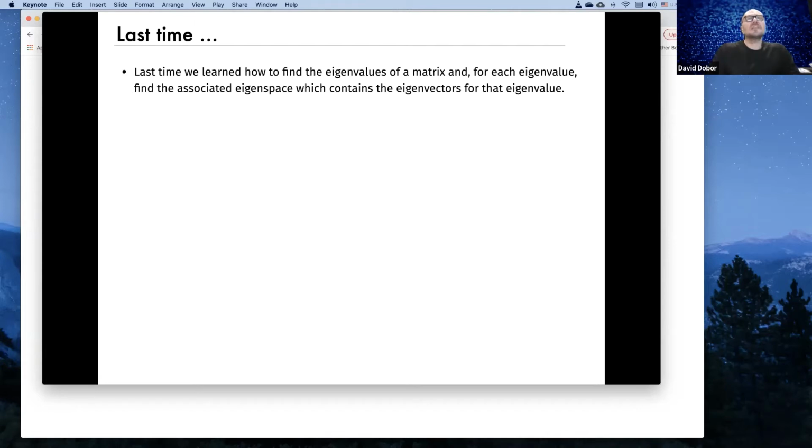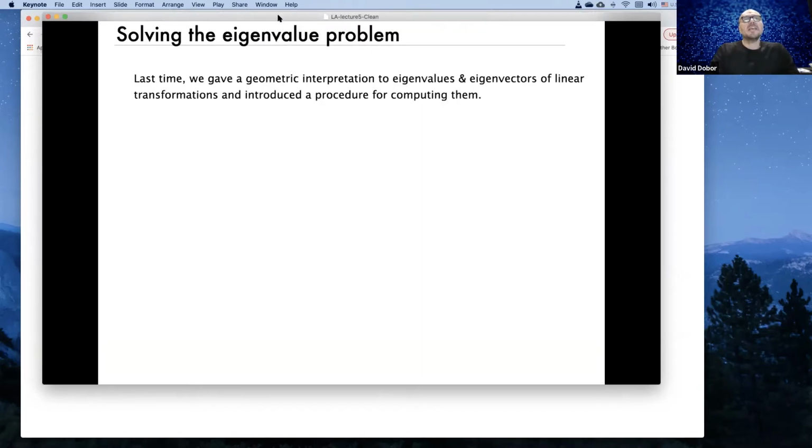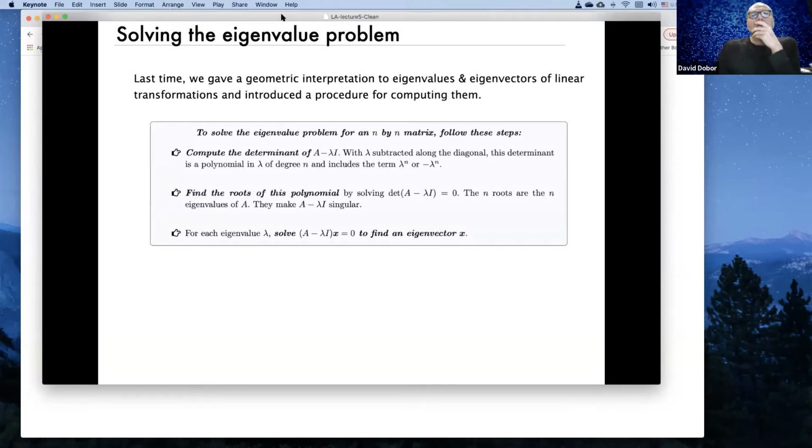So let me just skip here a few slides forward. Let me just remind you of the steps. We talked about this geometric interpretation of what eigenvalues and eigenvectors are, and we have this procedure that's summarized here on this slide. So we started with an n by n matrix. And remember, all the matrices in this part of the course are now square. It's an n by n matrix, some matrix we'll call A.